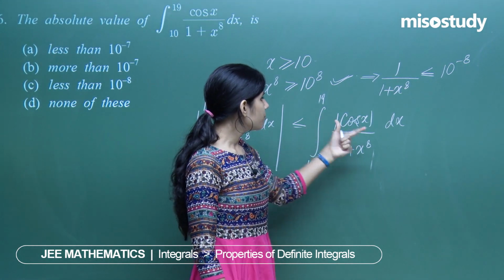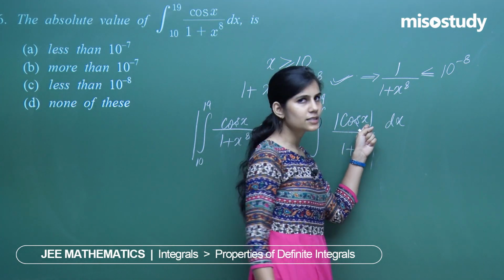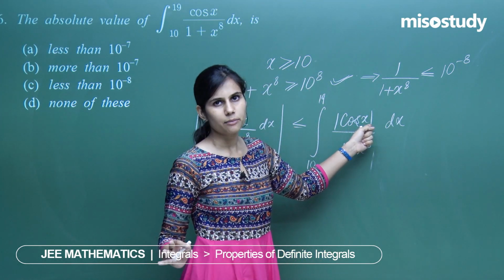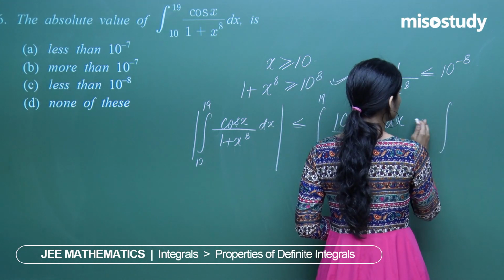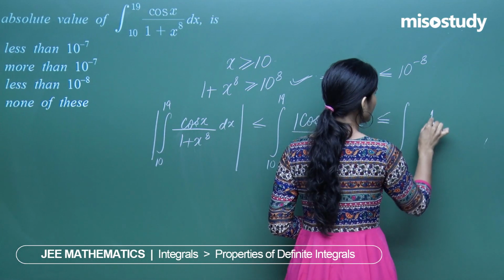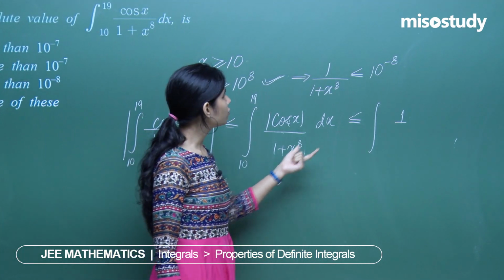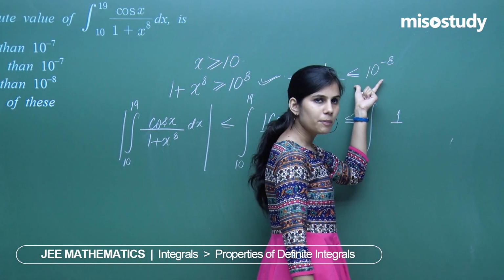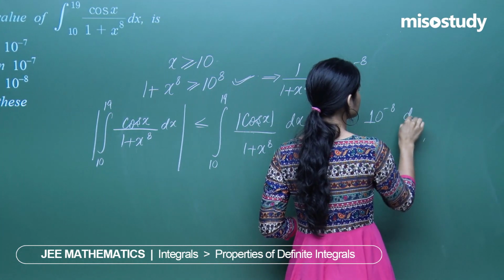Over here you know that mod of cos x is always less than or equal to 1, right? For any x which is any real number, mod of cos x is always less than or equal to 1. So this is less than or equal to 1, and 1 upon 1 plus x to the power 8 is less than or equal to 10 to the power minus 8. So 1 into 10 to the power minus 8, which is this.